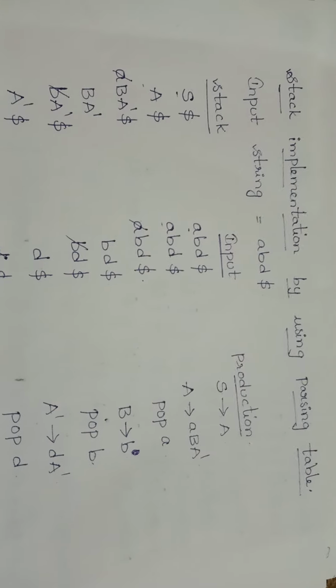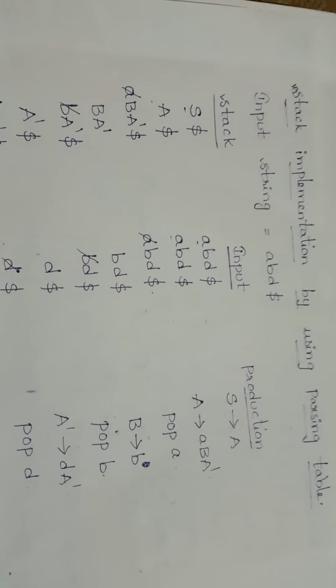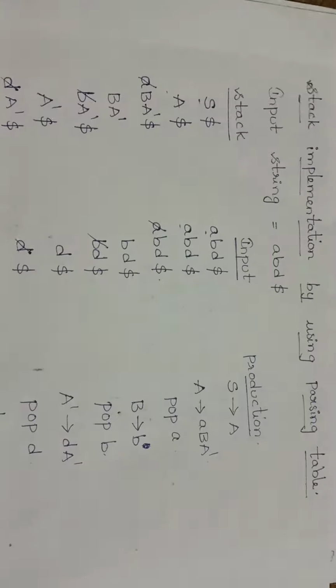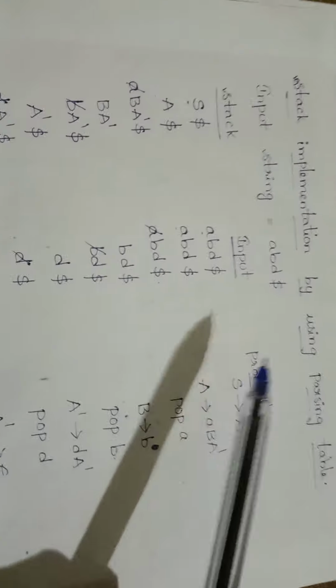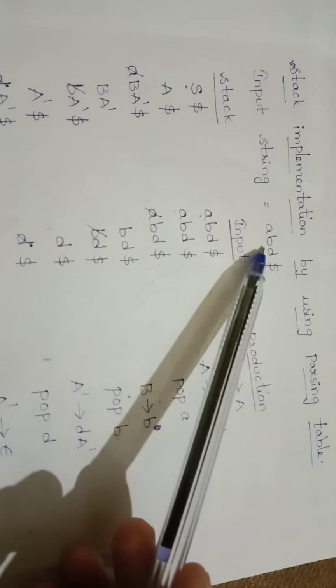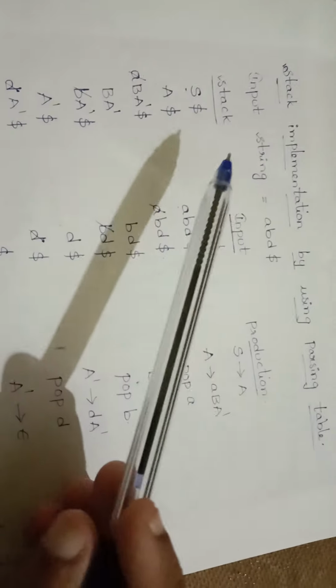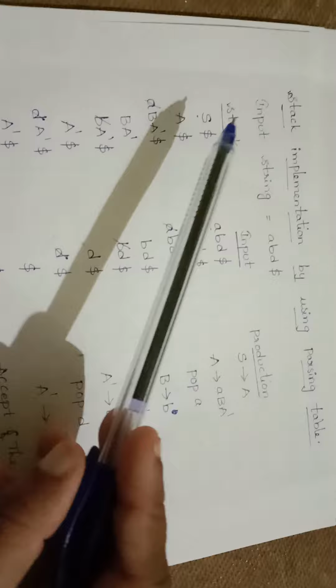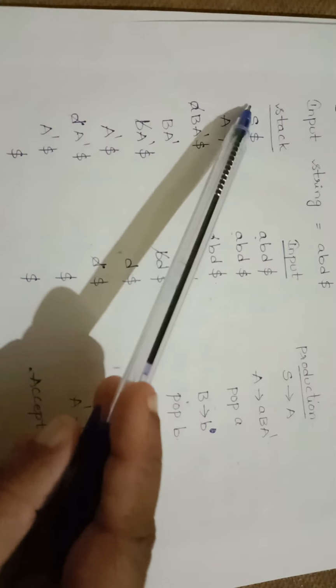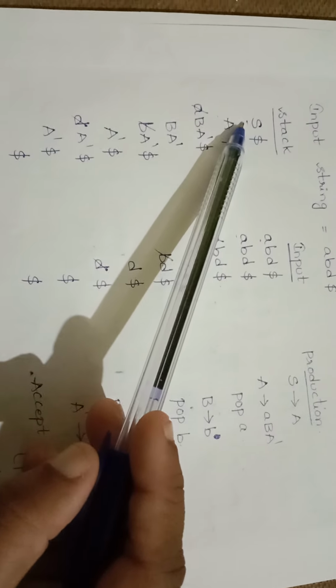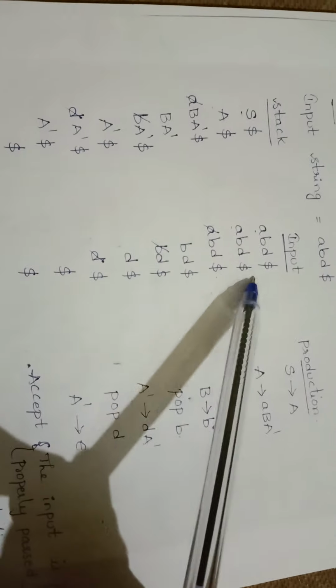And the next one is stack implementation by using the parsing table. By using the parsing table, we need to implement this stack. So the given input string is ABD dollar. So you need to consider stack, input and production. So in stack, first we need to insert the dollar. And then consider the starting symbol as S and write the input string ABD dollar.